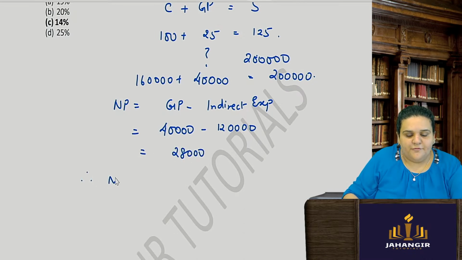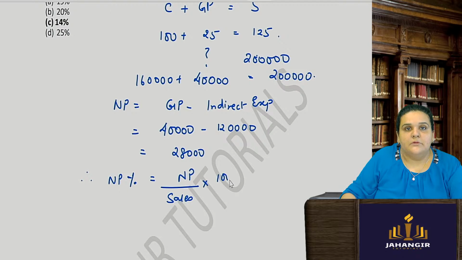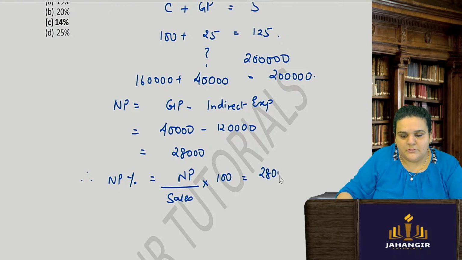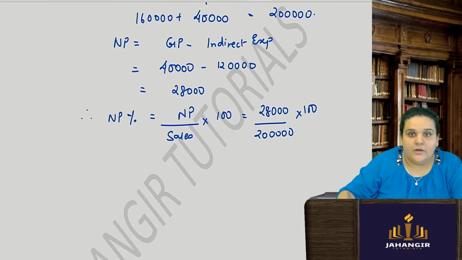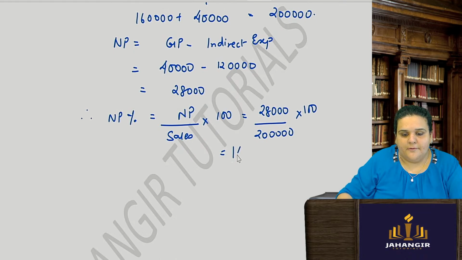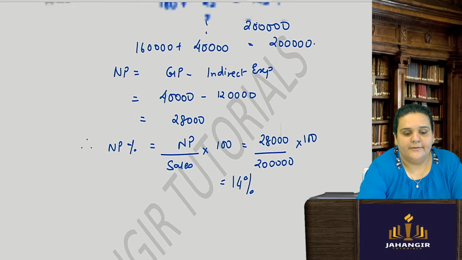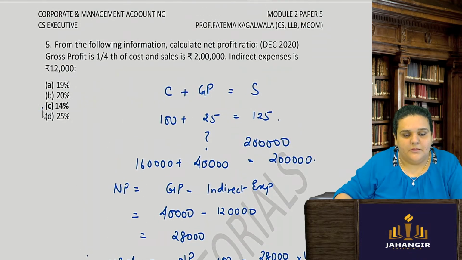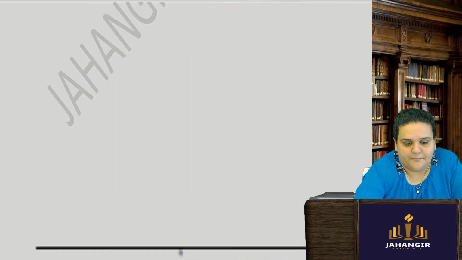Therefore, my net profit margin will be equal to net profit upon sales into 100. Net profit is 28,000. Sales is rupees 2 lakhs into 100. Your net profit margin is going to come as 14%. Okay, 14%. Answer is C.